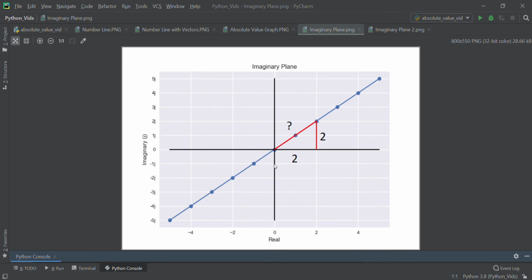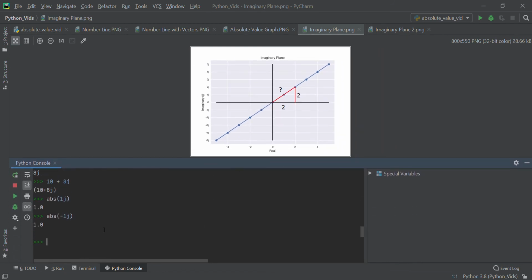Okay, sure. Here's where things get tricky and where you can no longer just make it a positive value. What happens if we have both a real part and an imaginary part? You'll see I plotted some examples here, but let's just take this one, which is 2 plus 2j. What is the absolute value of 2 plus 2j? Let's go back to our console and see. Absolute value, 2 plus 2j. Well, it's this 2.8 and change.